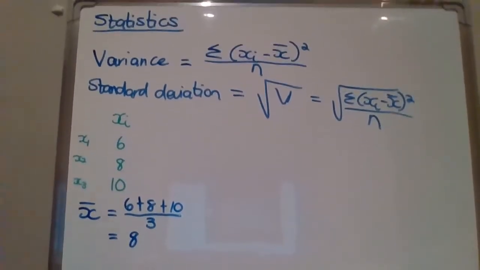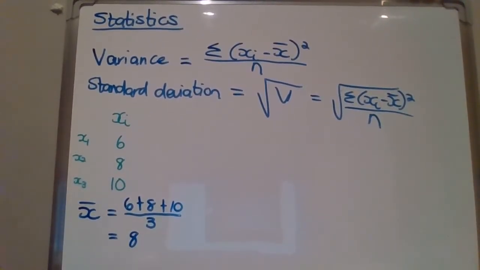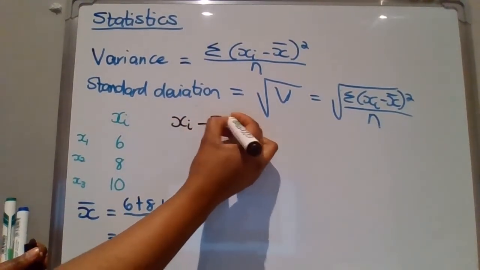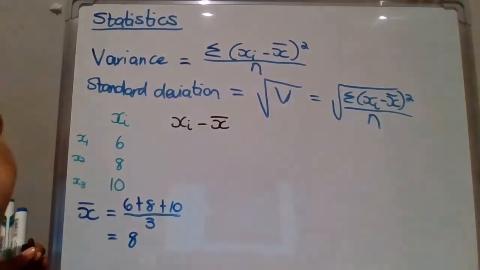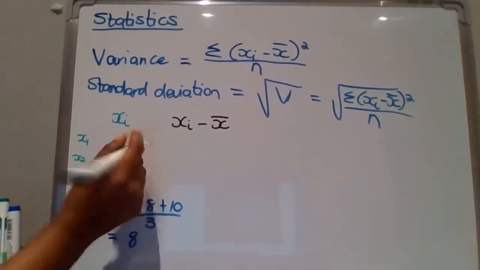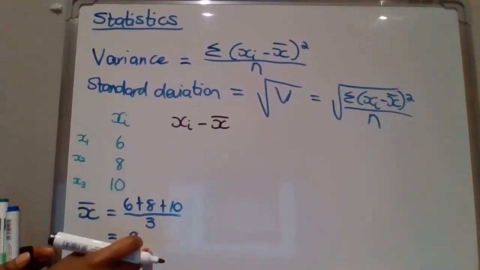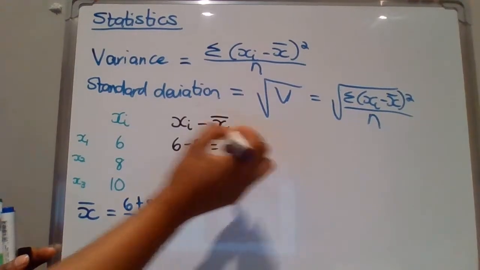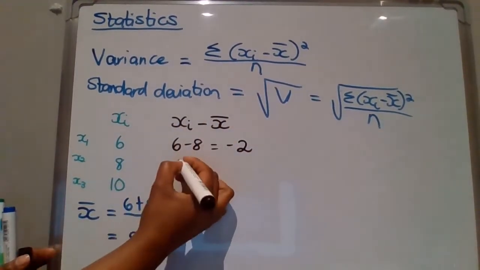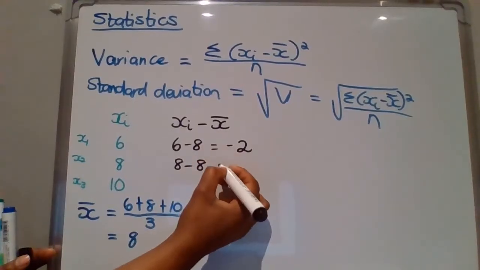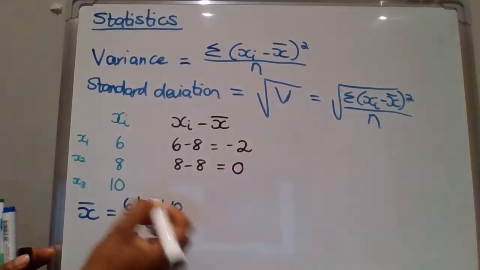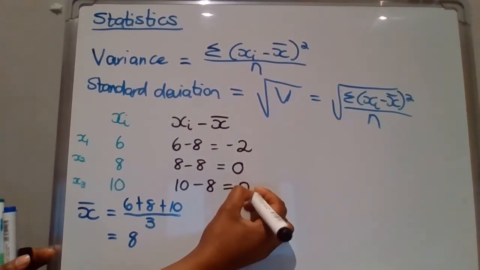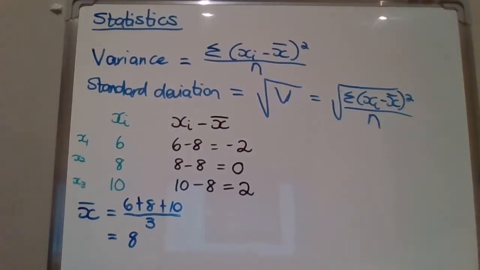So that's my mean. And then I now calculate my xi minus my mean, because I want to know the variance. So it's x1 minus the mean. Here I have 6 minus 8, which is minus 2. Here I have 8 minus 8, which is equal to 0. And here I have 10 minus 8, which is equal to 2.